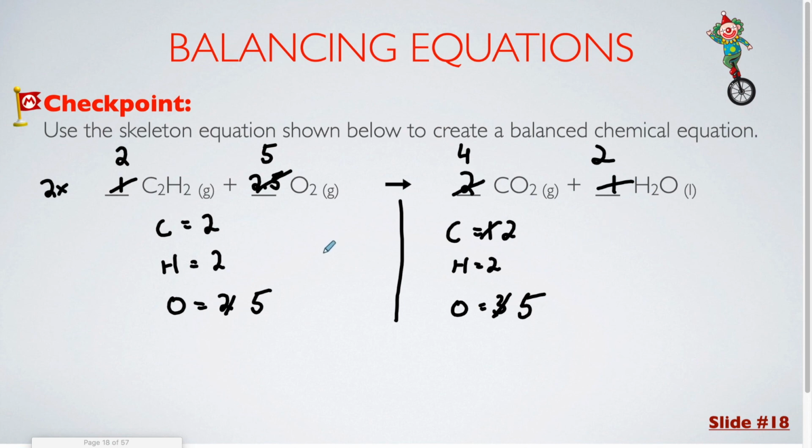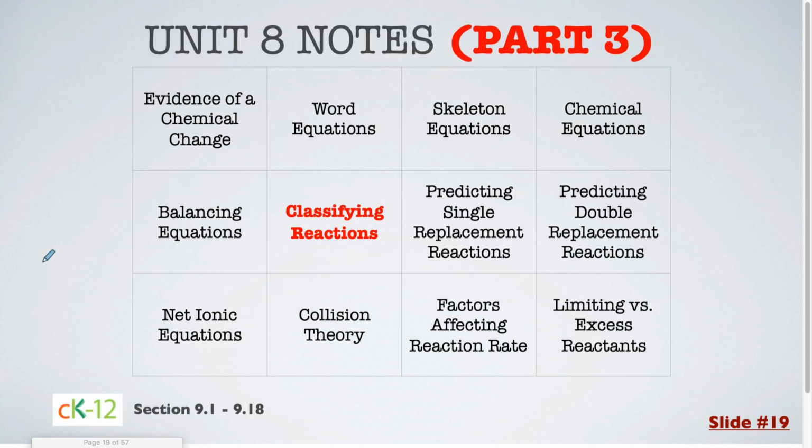Now there are other ways you can go about doing this, but I found that putting a 0.5 in as a placeholder is the easiest way to try to solve these trickier balancing problems. All right, so that is the conclusion of part 2 of our Unit 8 notes. In our next part, we are going to be going through classifying chemical reactions.